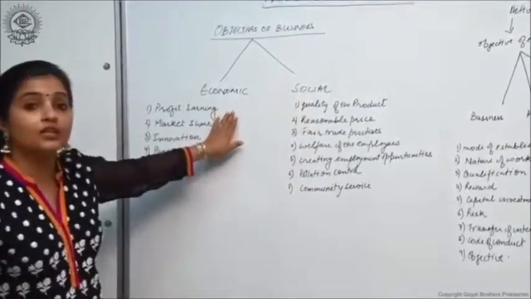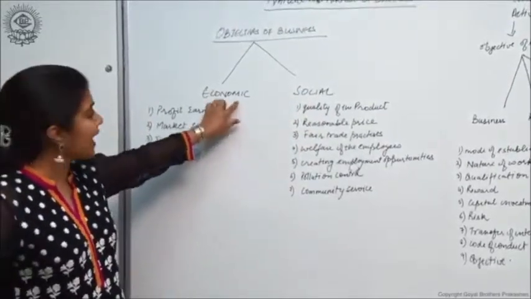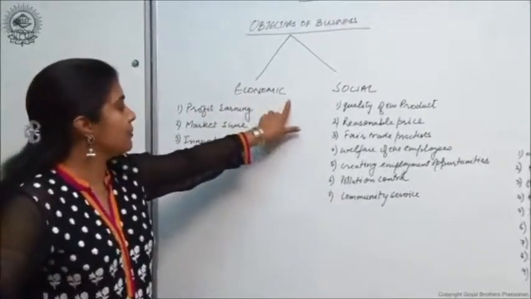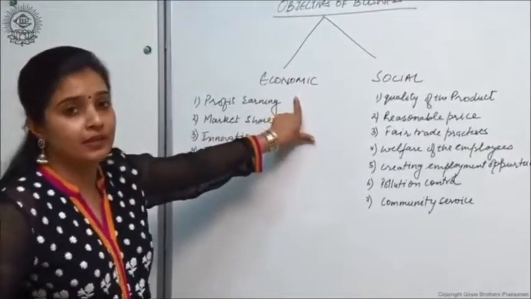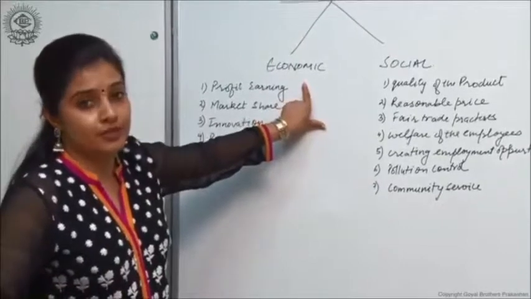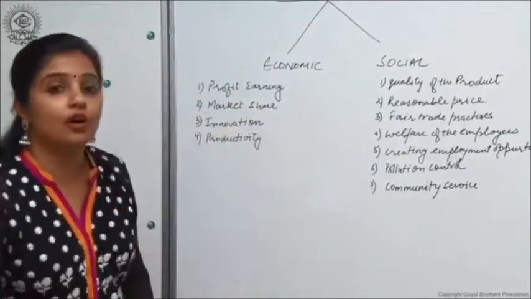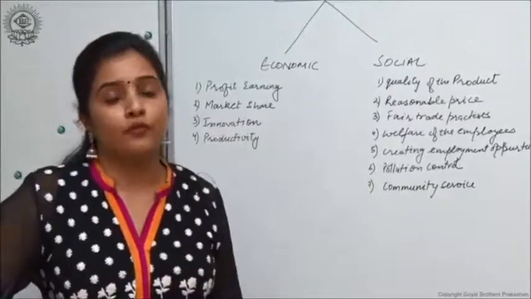Coming first to the economic objectives. As the word suggests, economic always has something to do with profit. So the first economic objective of business is profit earning.